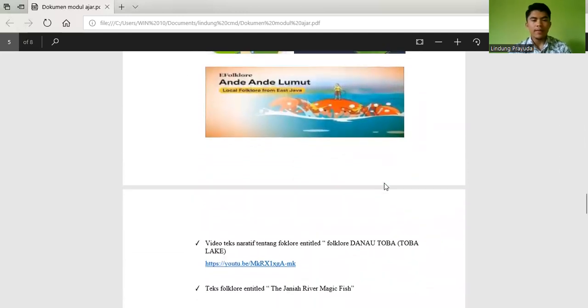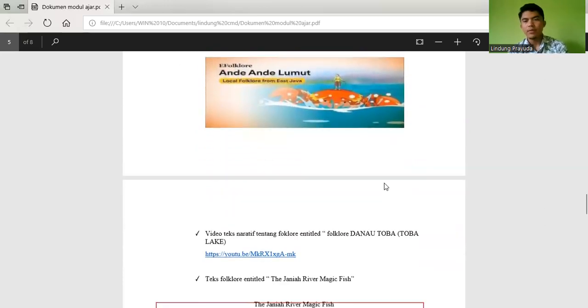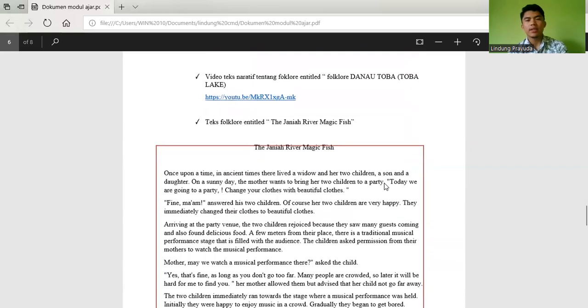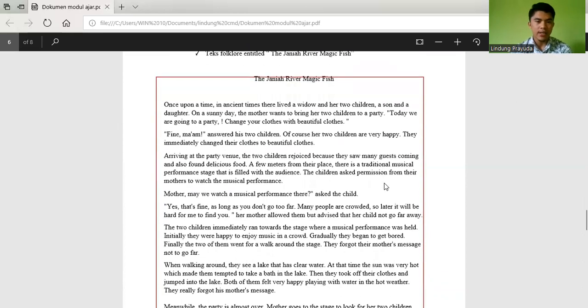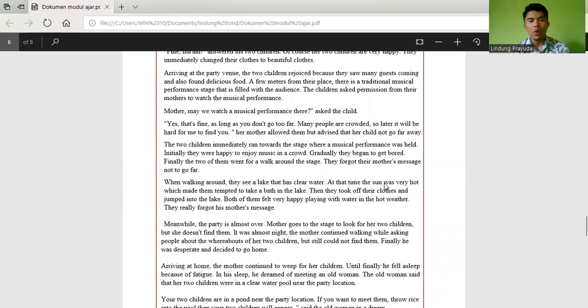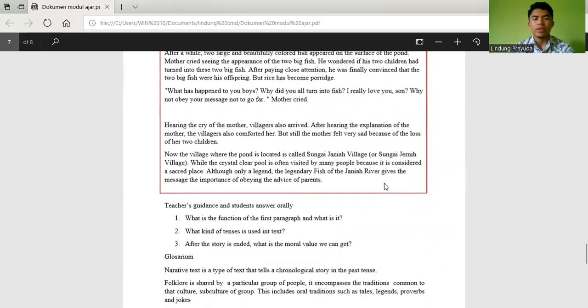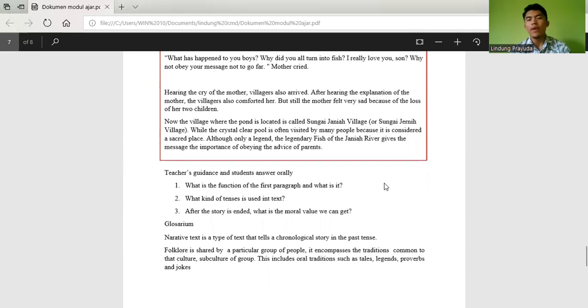Okay, I think that's all my presentation about the teaching module in this final project. And this is the story Janya River Magic Fish. This is the text. The teacher will show this on the wall with the infocus, and will guide the students with some questions, like the function of the first paragraph, what kind of tense is used in the text, and after the story ends, what moral value we can get.